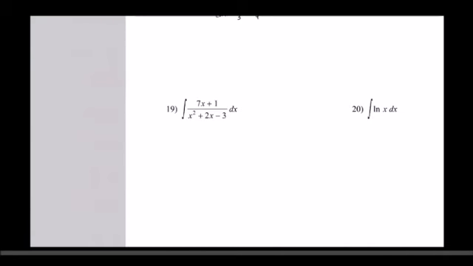Number 19, we can't really move this numerator or the denominator up to the numerator using any kind of negative or positive exponent, so we're not going to have u to the n. We're thinking, all right, well, maybe it's du over u? Because if it is, we can use natural logs. Well, if this is u, then the derivative is 2x plus 2, which is not the same as what we have there. So du over u isn't going to work.